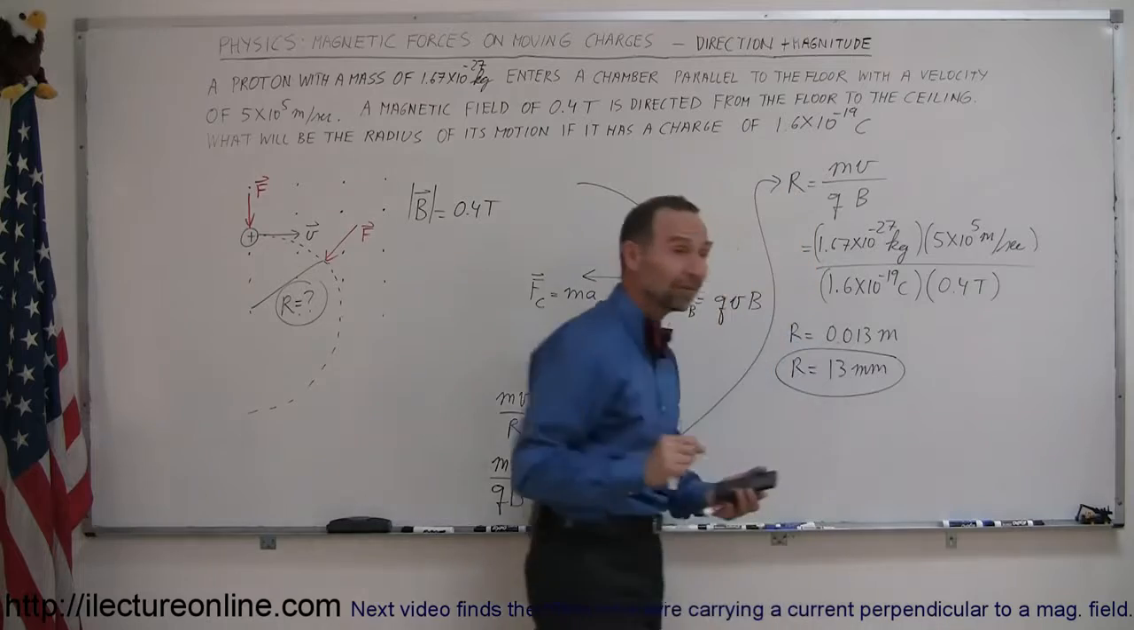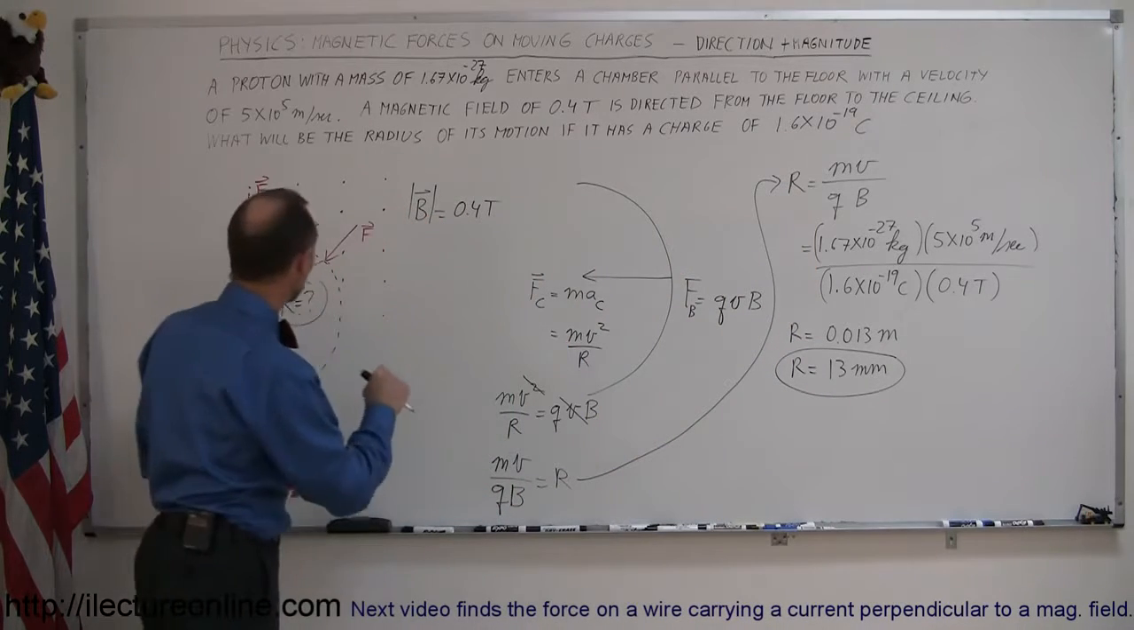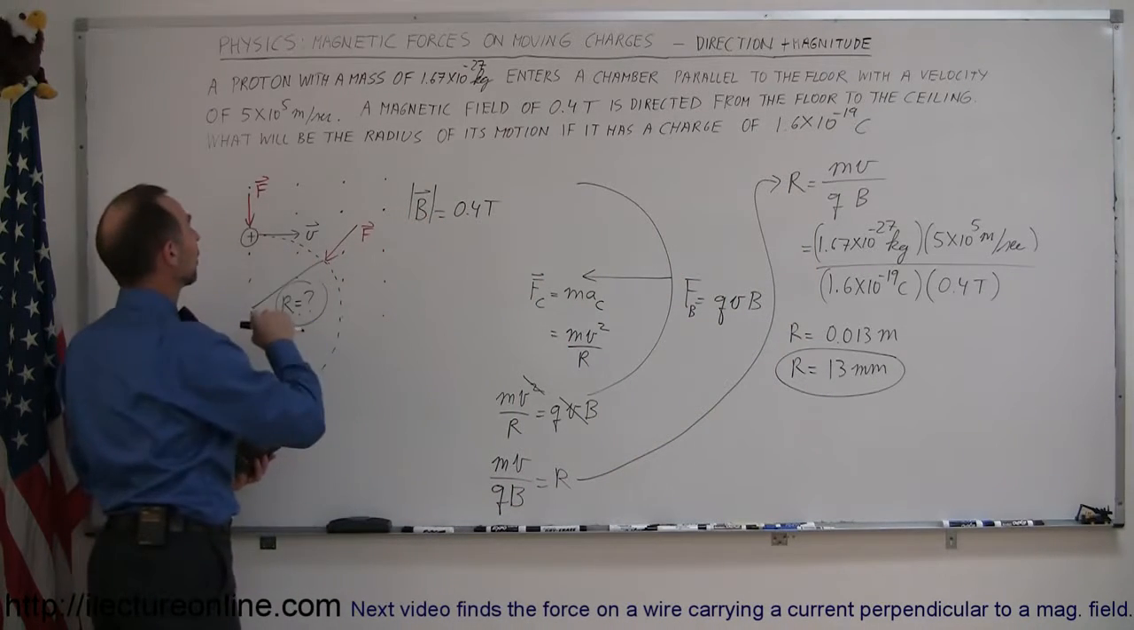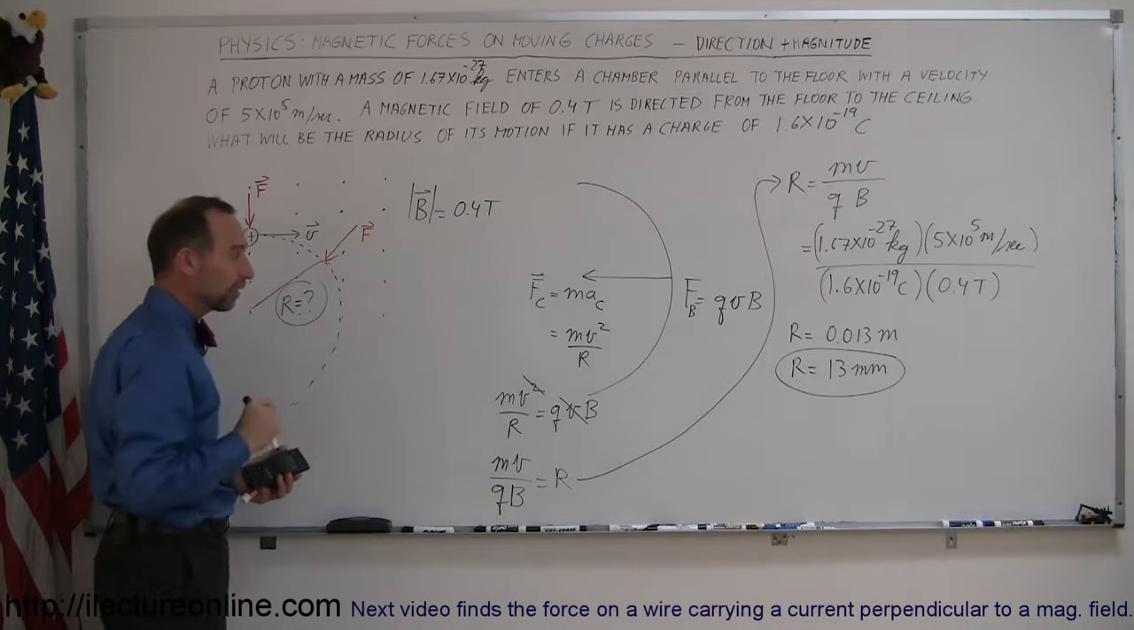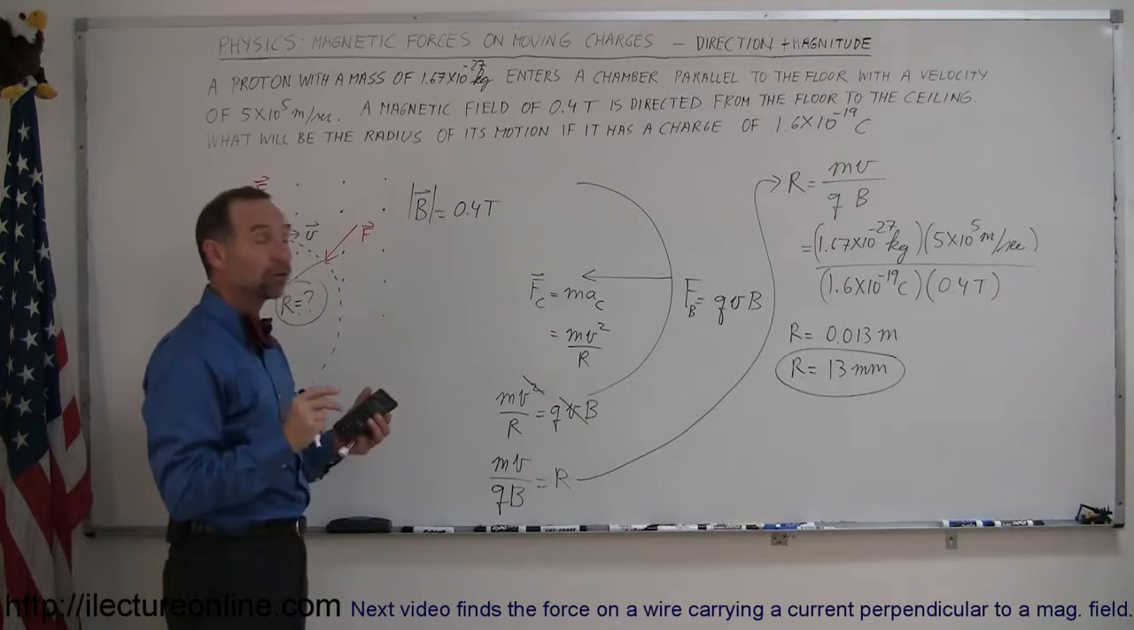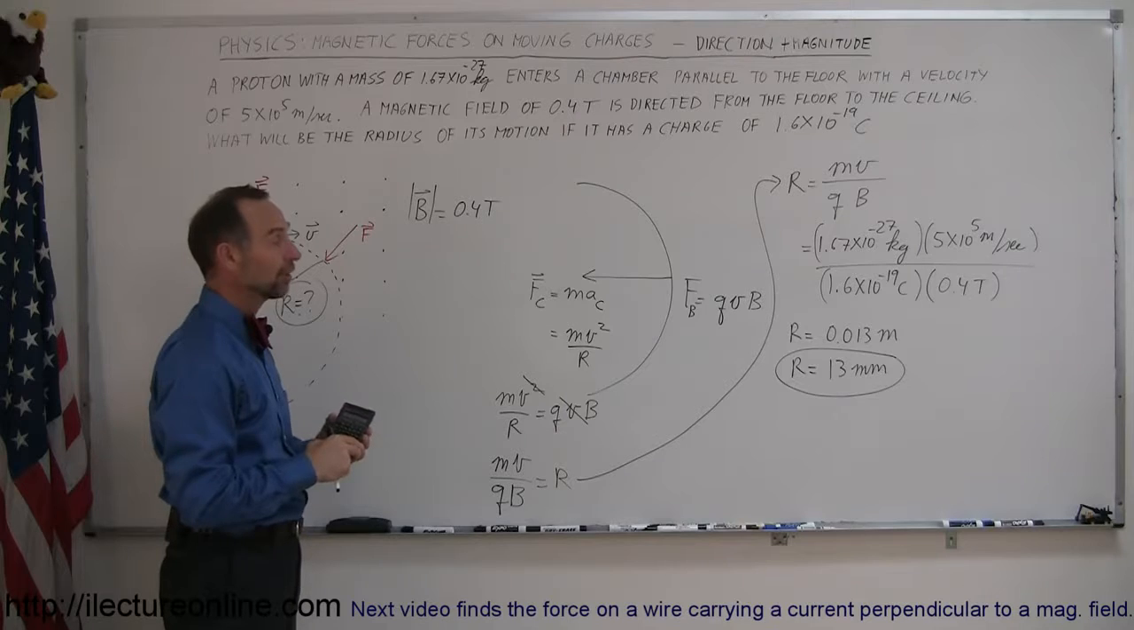That'd be a pretty small radius, so about this big. So as soon as the proton enters the magnetic field, it'll start going around in very little circles, and that's the motion of a charged particle in a magnetic field.